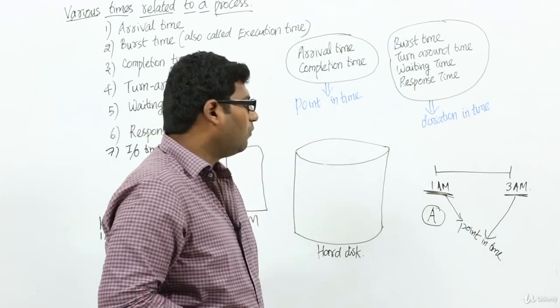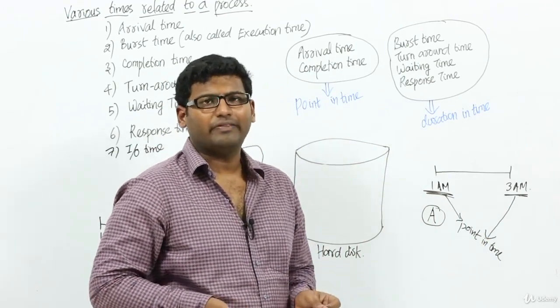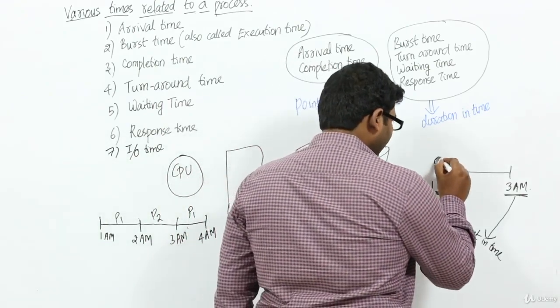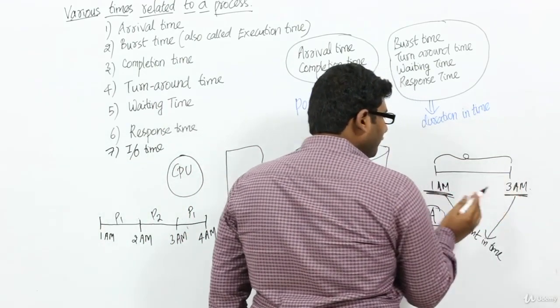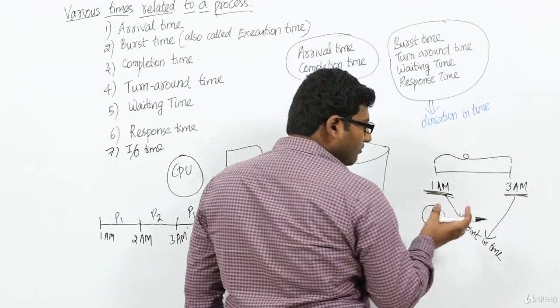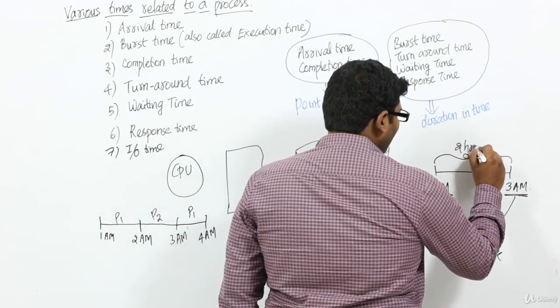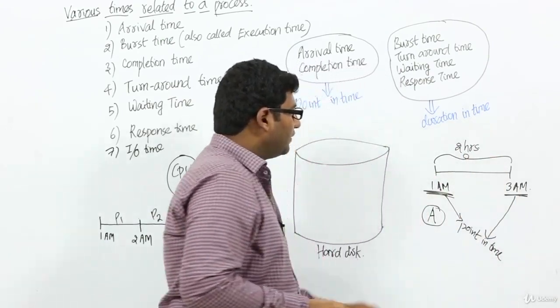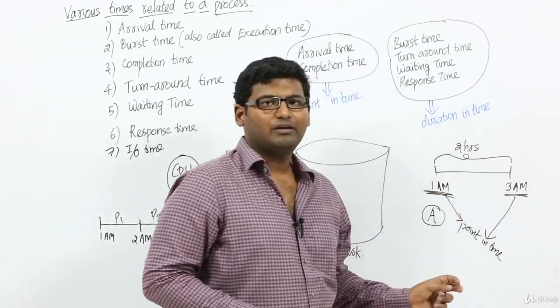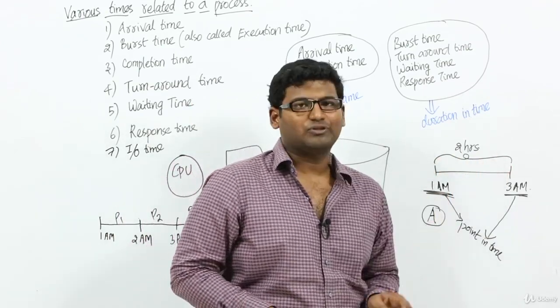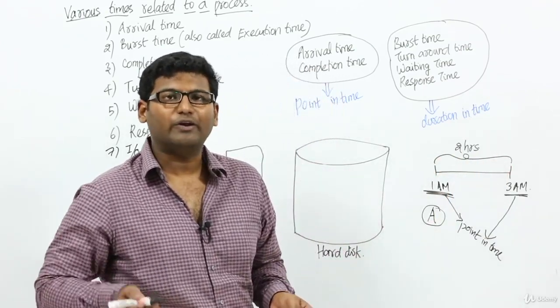Now, how many hours did he work in the office? He worked in the office for 2 hours, right? This duration of time from 1 a.m. to 3 a.m. is what he worked for. This duration is nothing but 2 hours, and this 2 hours is also called duration in time. His working time is nothing but duration in time. So that is the difference between point in time and duration in time.